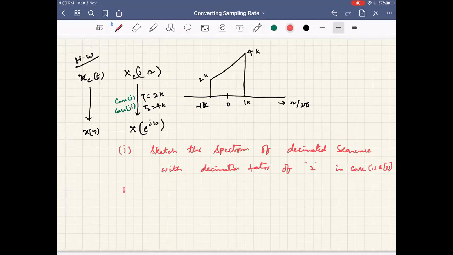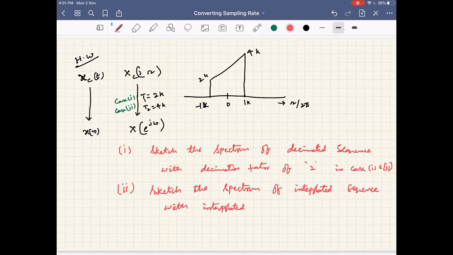Then sketch the spectrums of the interpolated sequence with interpolation factor of, again, 2 in case 1 and 2. So interpolated means expanded followed by filtered, the whole thing is there.